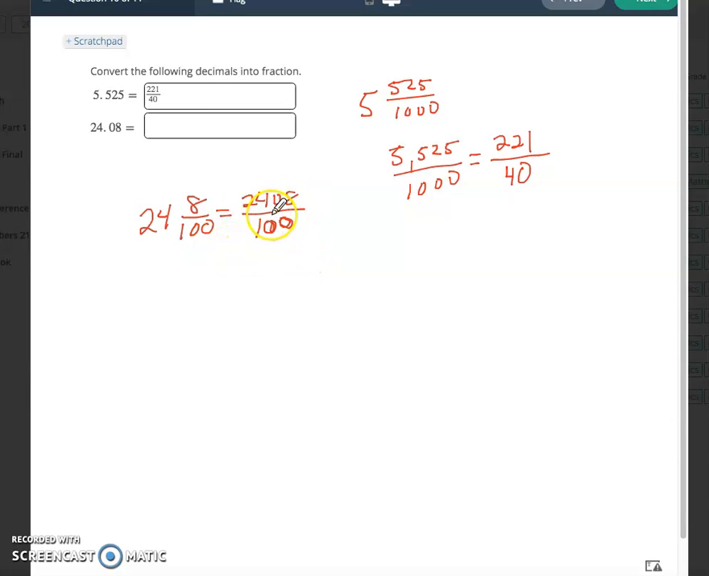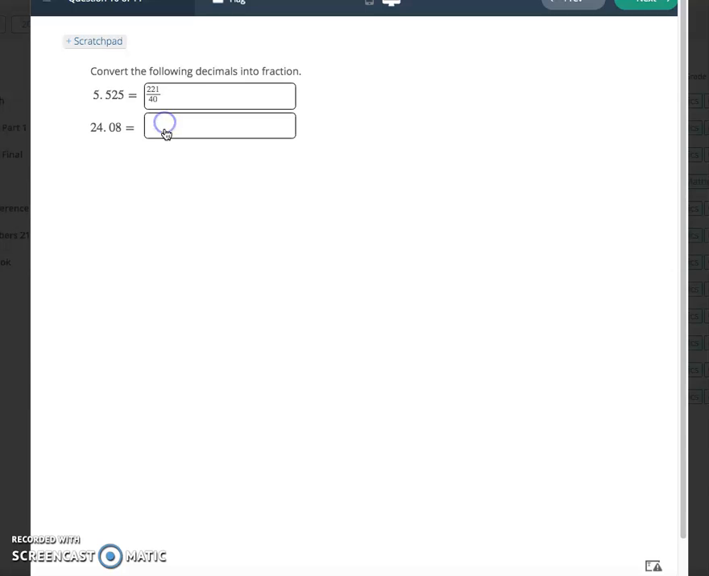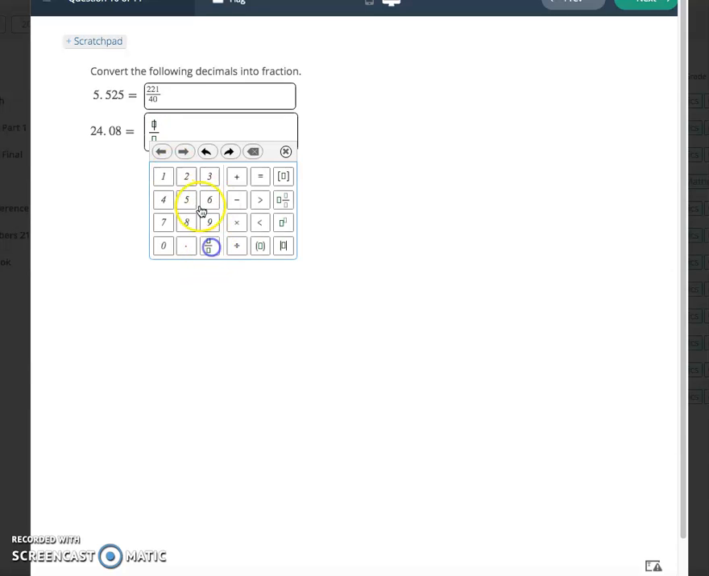So 4 goes into 2,408 602 times. And 4 is going to go into 100 25 times. So 602 over 25. To me, I think that's the answer. 602 over 25.